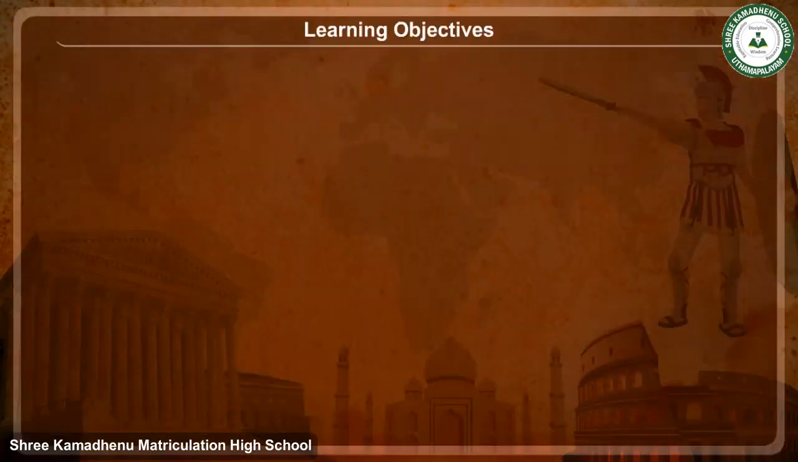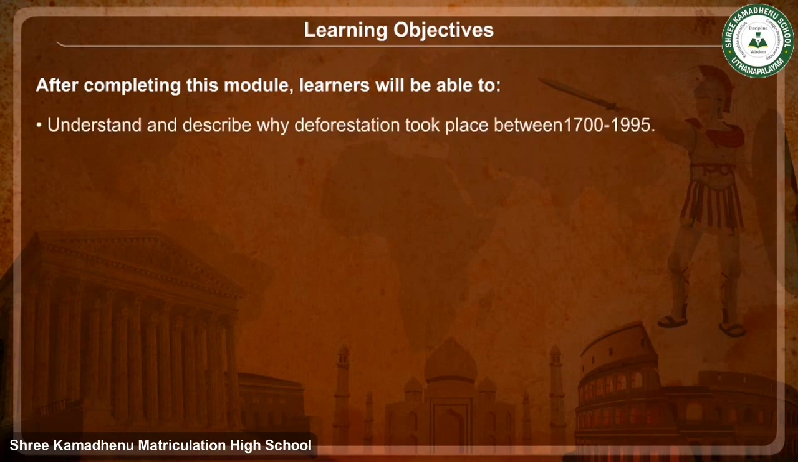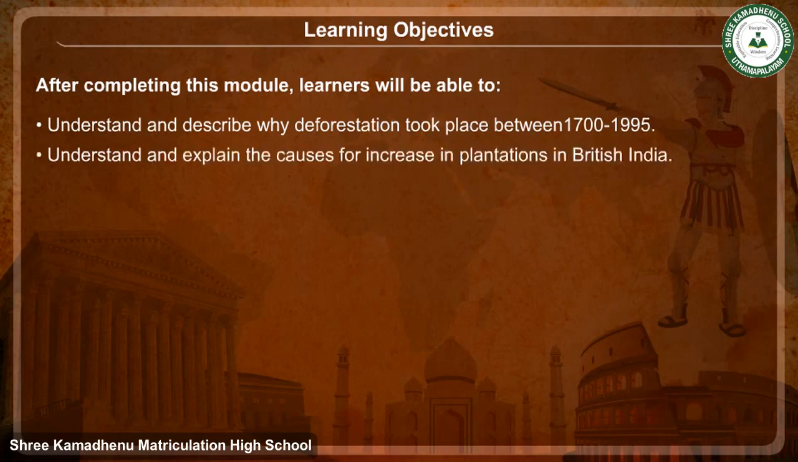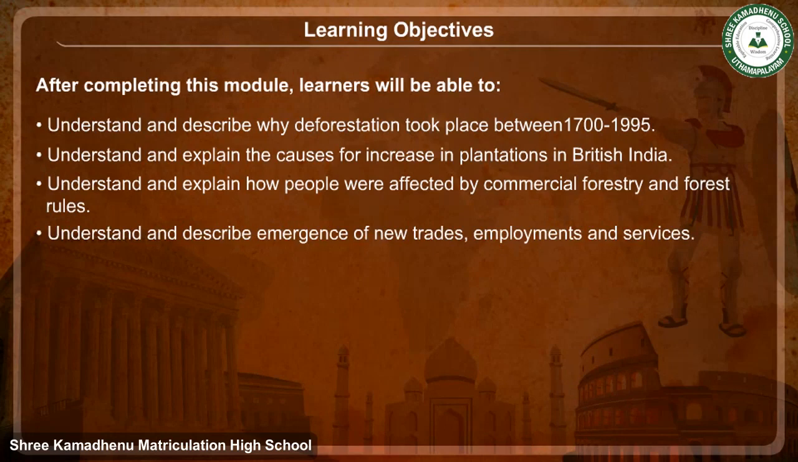Learning objectives. After completing this module, learners will be able to understand and describe why deforestation took place between 1700 to 1995. Understand and explain the causes for increase in plantations in British India. Understand and explain how people were affected by commercial forestry and forest rules. Understand and describe emergence of new trades, employments and services.